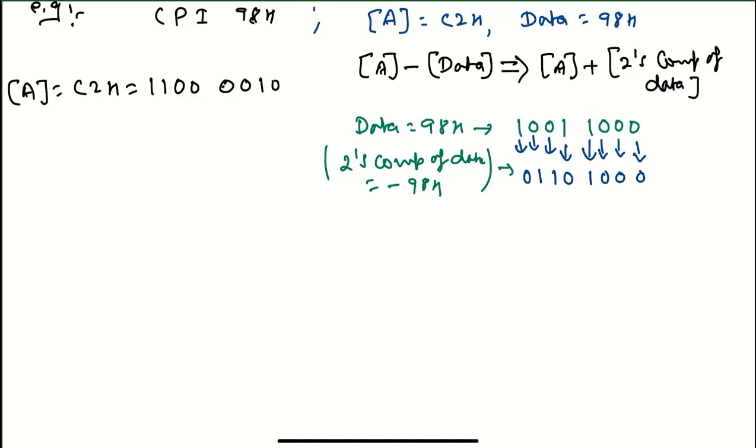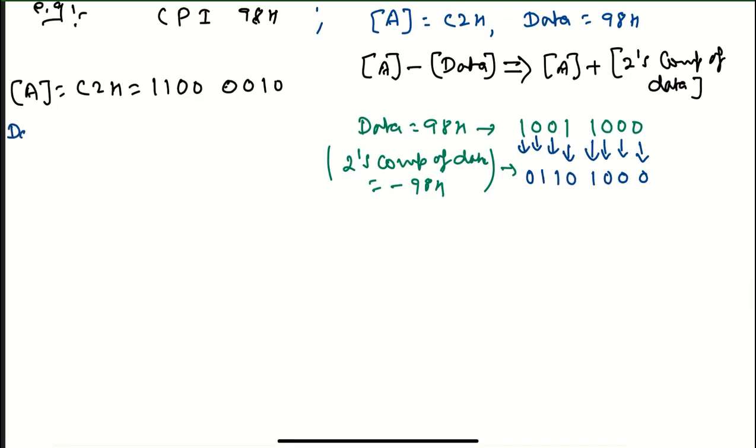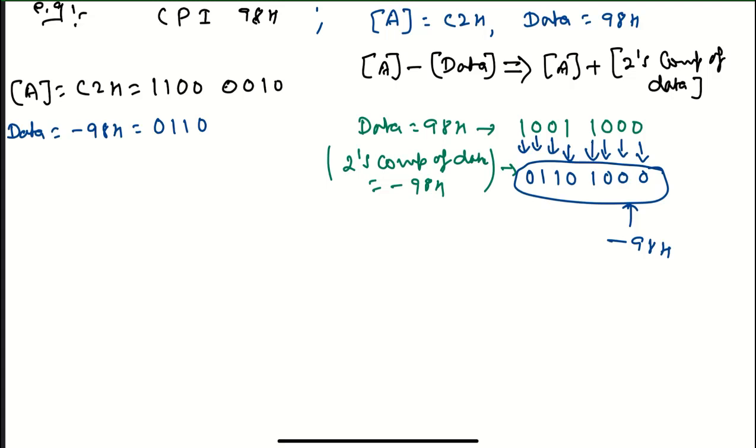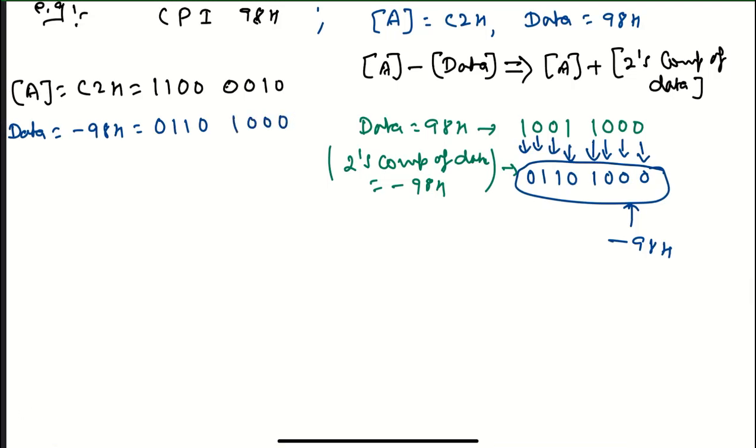So now this data, whatever we had taken, is now as a minus. This is the representation of what? It is the representation of minus 98H. So here we can write minus 98H, and now their binary equivalent is coming here as 0110, 1000. So now we need to add these two. So that is giving the subtraction of these two numbers here.